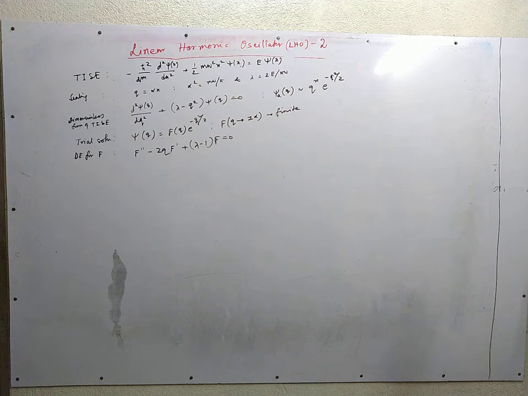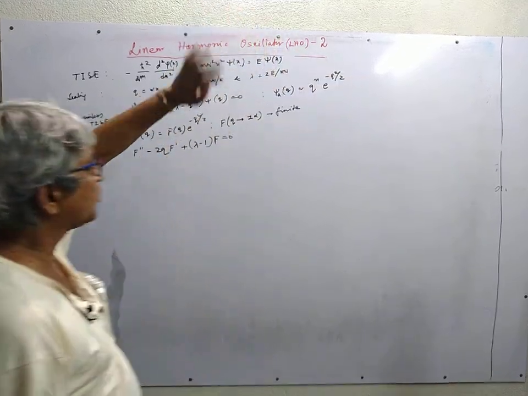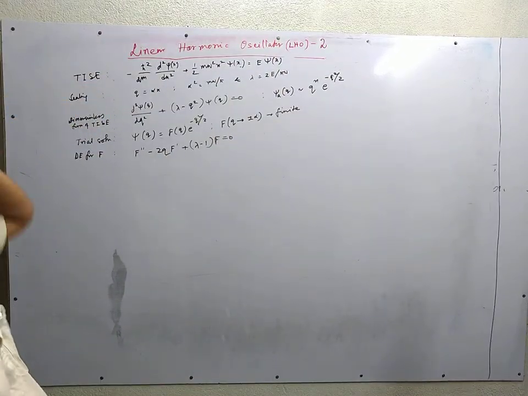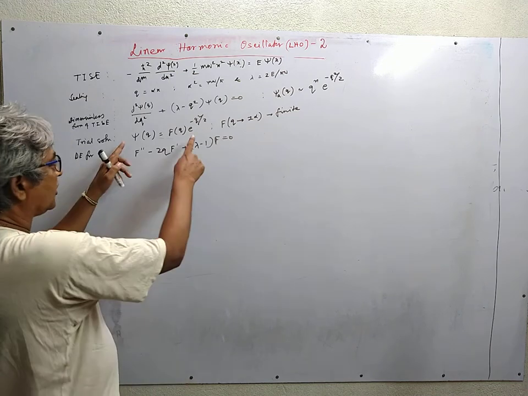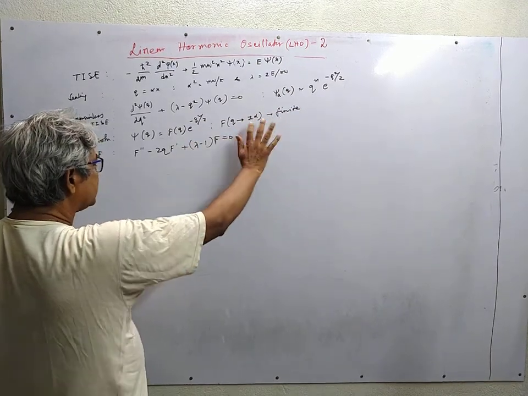This is the second lecture on the linear harmonic oscillator, the quantum description of it. First, let me recapitulate what we have done in the last class. The time independent Schrodinger equation with the scaling q is equal to alpha x has become this, with the asymptotic form that it goes as q square. Asymptotically the solution goes as e to the power minus q square by 2. So we consider the trial solution to be this, with the requirement that f is finite asymptotically.